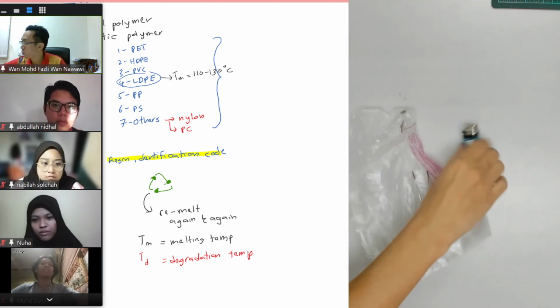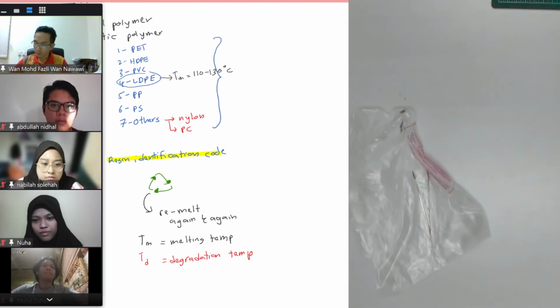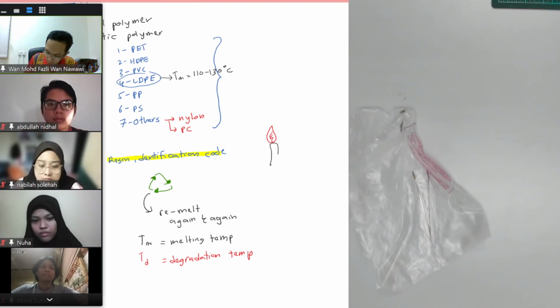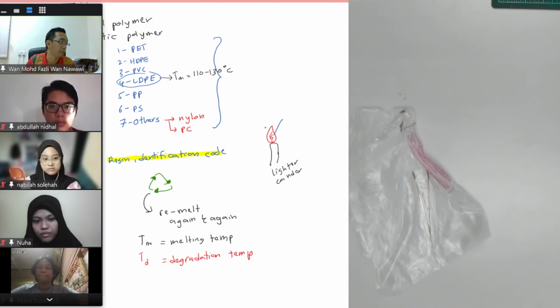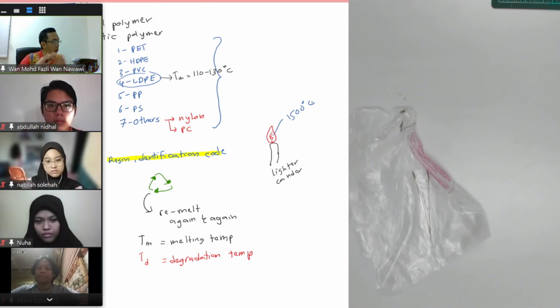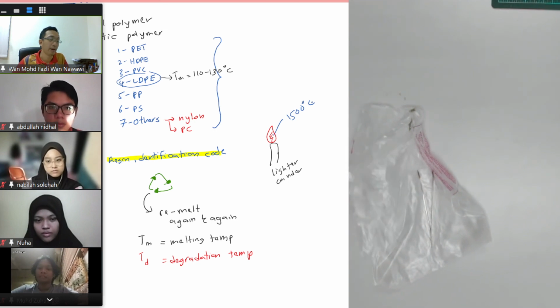When you try to test this with a lighter or candle, the temperature that you get, if you go to the hottest part, is around 1500 Celsius. 1000 to 1500 Celsius. It seems very high, wow, but it's actually really 1000 like that.